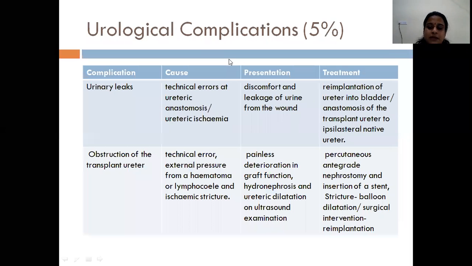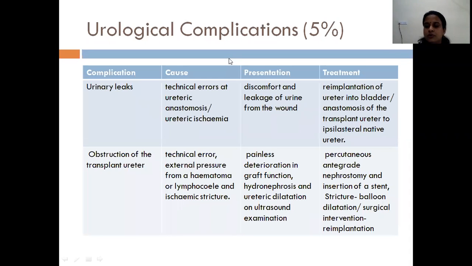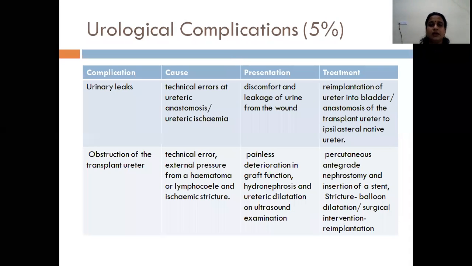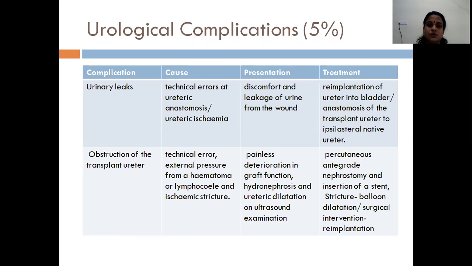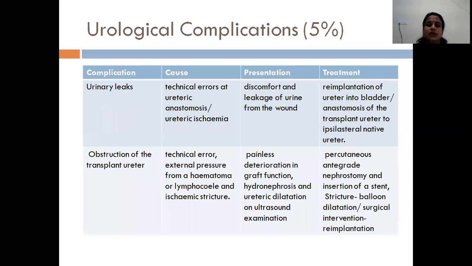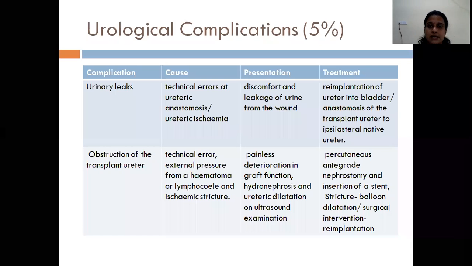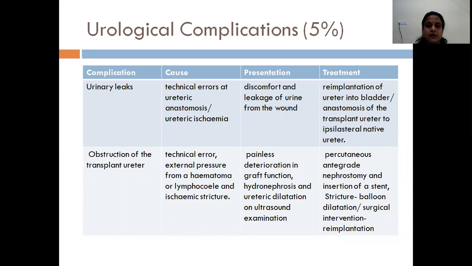Coming to the urological complications, they account for up to 5% in transplanted kidneys. So, what are the most common complications? Urinary leaks. How is that caused? Because there are technical errors at the ureteric anastomosis, or there is ureteric ischemia. All these are technical problems.